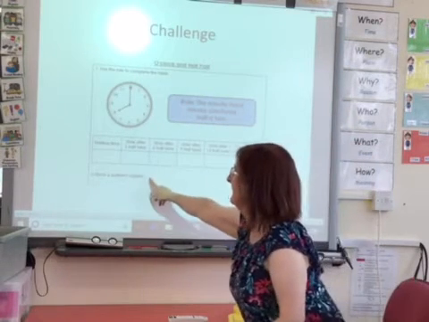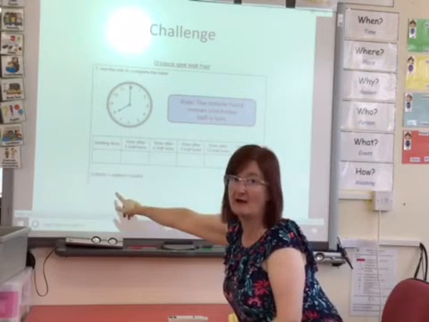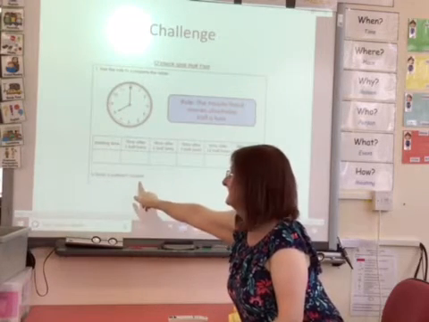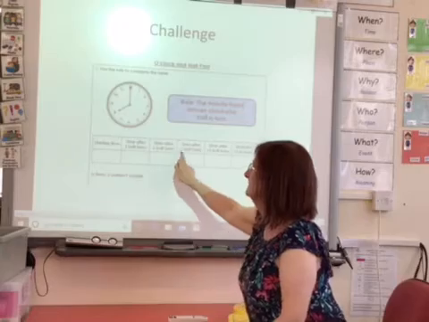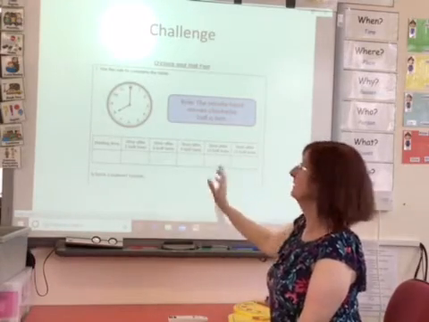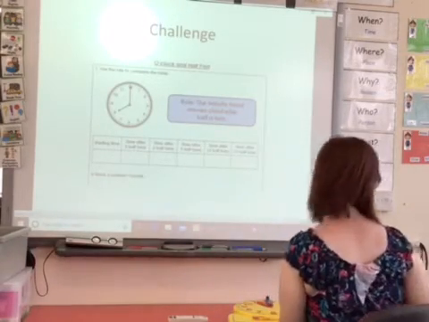Then you've got this extra part here. It says, is there a pattern? If there is, explain what is the pattern that you see in these boxes when you have done your half turns.